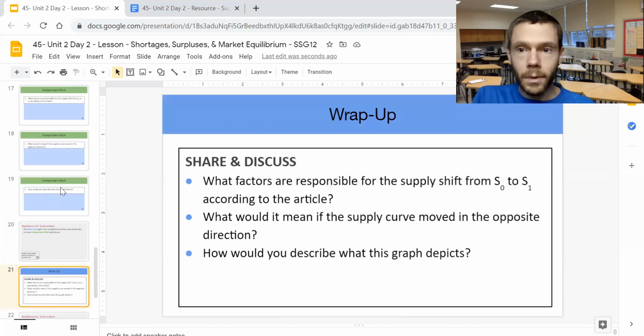And then as a wrap up, it may be nice to have a discussion with your students to have them consider what it might mean if the supply curve started moving in the opposite direction. How would we describe what that graph then depicted?